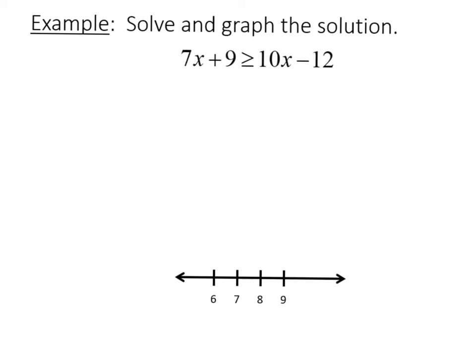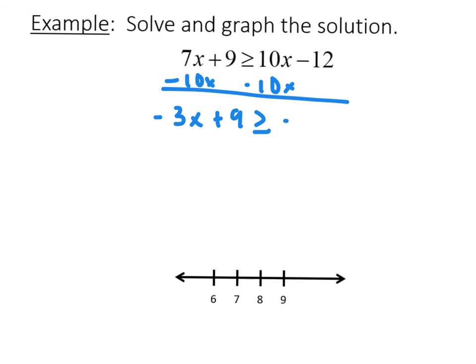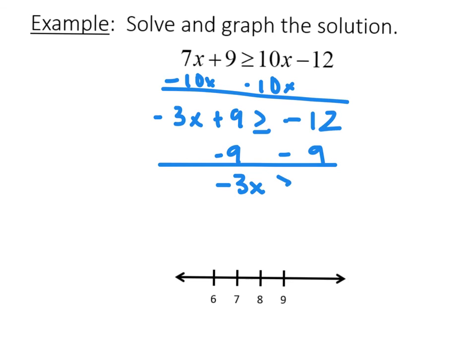Now we're going to put it all together in one final example. So the first thing we have to do is bring all of our variable terms to one side. So I've decided that I'm going to subtract 10x from both sides. So that'll give me negative 3x plus 9 is greater than or equal to negative 12. Now I'm going to move the 9 to the other side. So I'm going to have to subtract 9 from both sides to give me negative 3x is greater than or equal to negative 21.